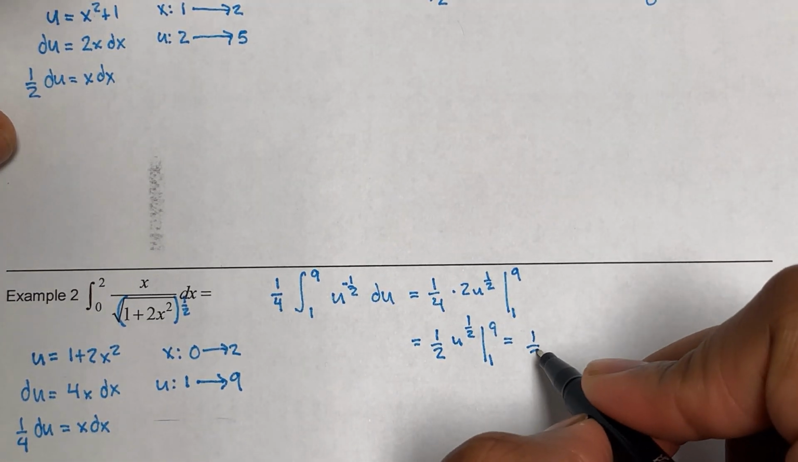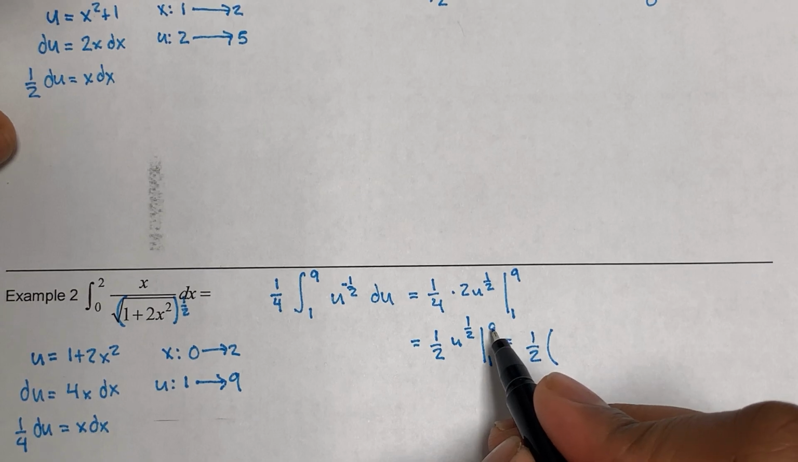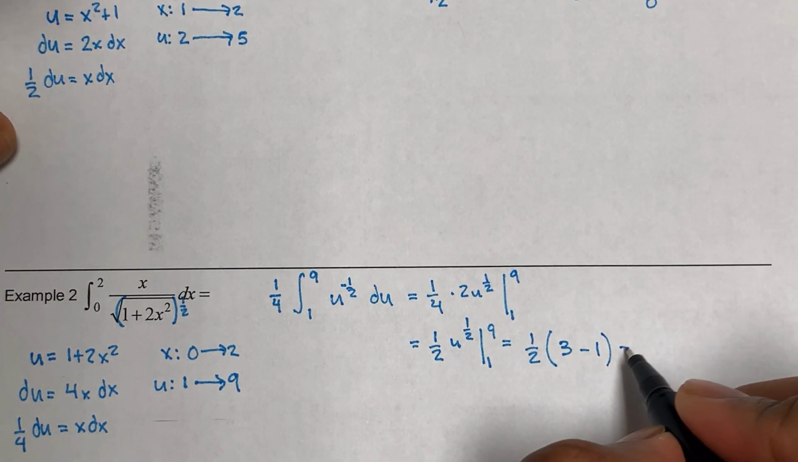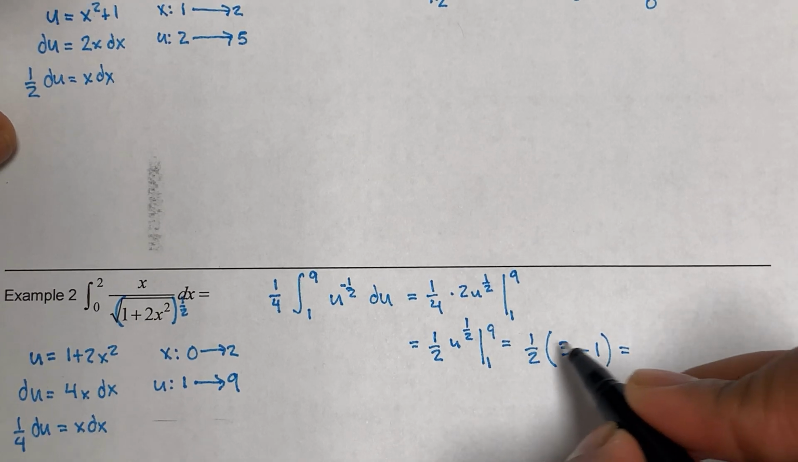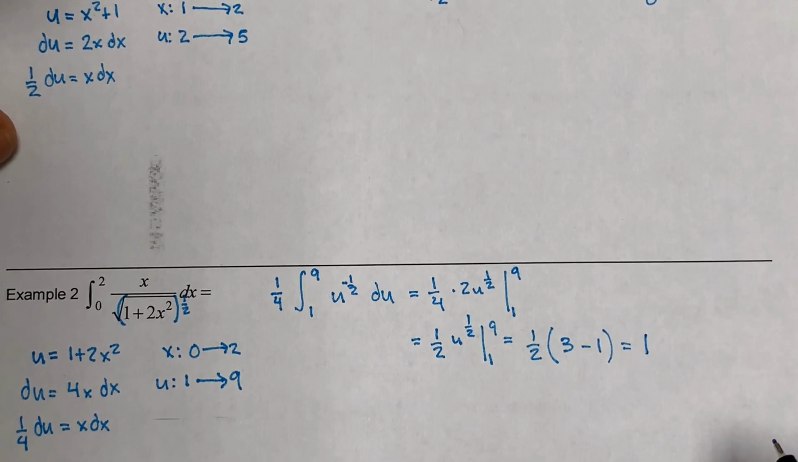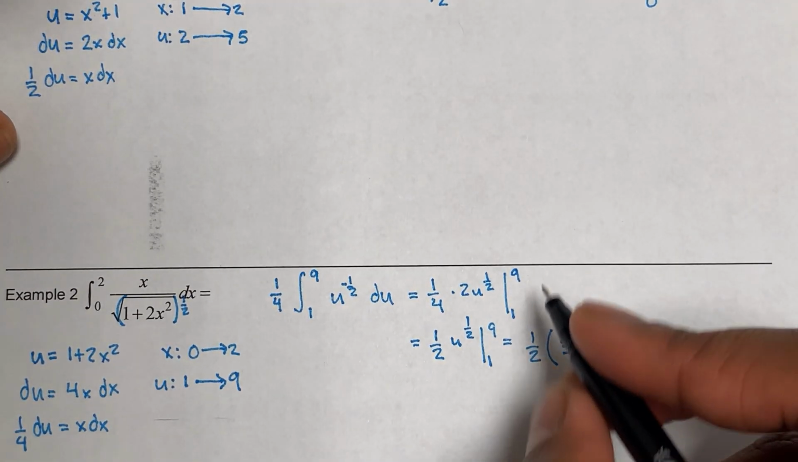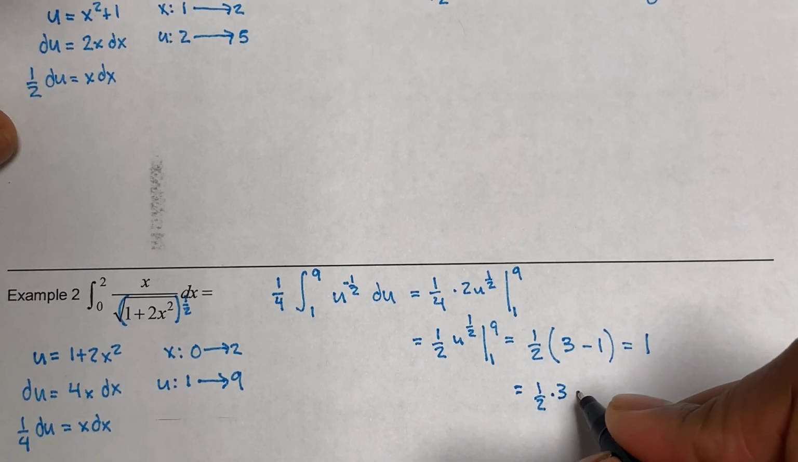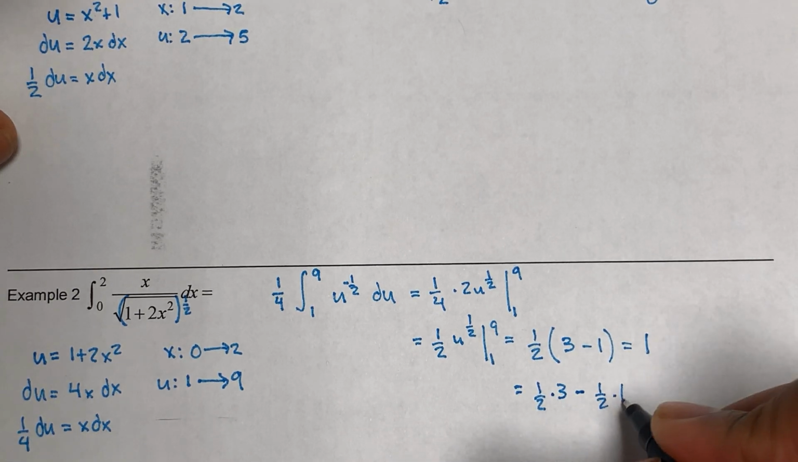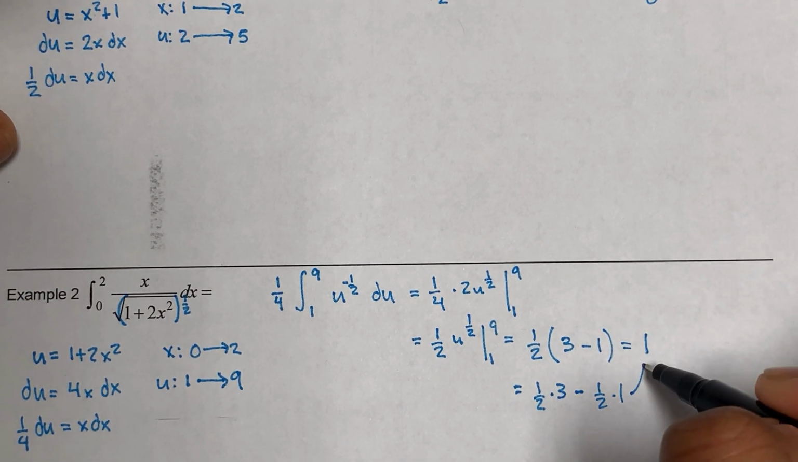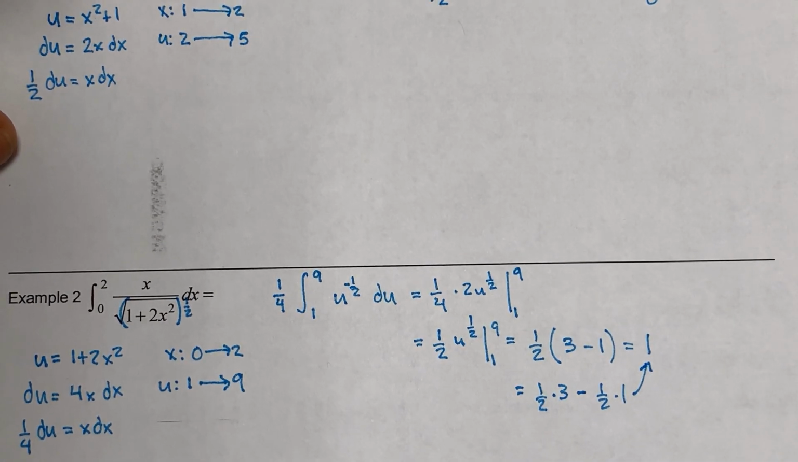So the square root of 9 is 3. The square root of 1 is 1. So 3 minus 1 is 2, times 1/2 is 1. We could have done this as 1/2 times 3 minus 1/2 times 1, which is 1.5 minus 0.5, which is still 1.